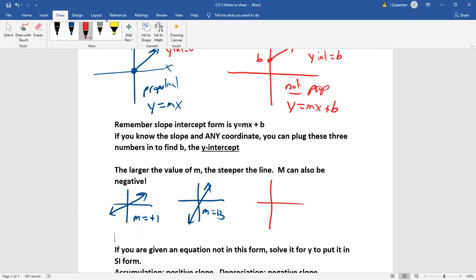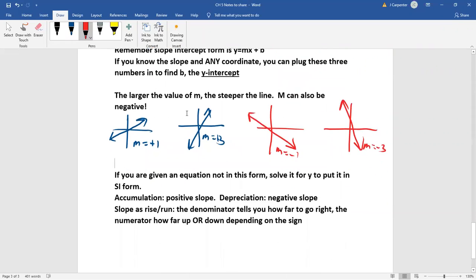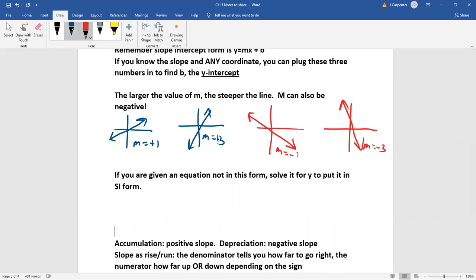Or maybe your line is pointing down. This might be a slope of -1. I'm not caring about the intercepts here. But then this steeper line might have a slope of -2 or -3 or -4. I'm just going to go with 3. Again, nothing new there. Retreading.